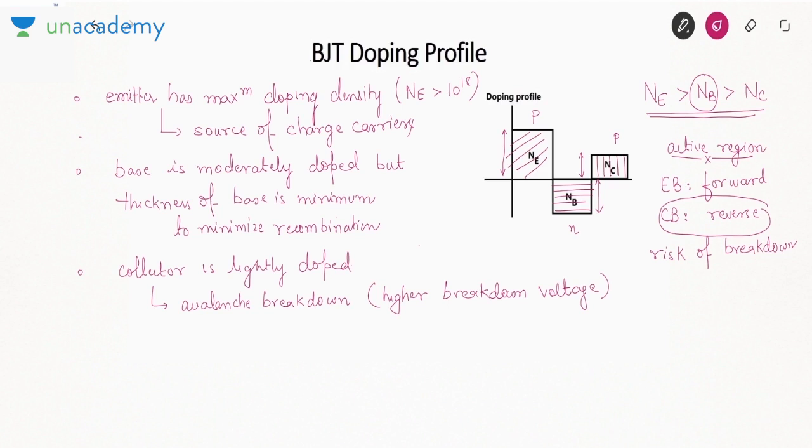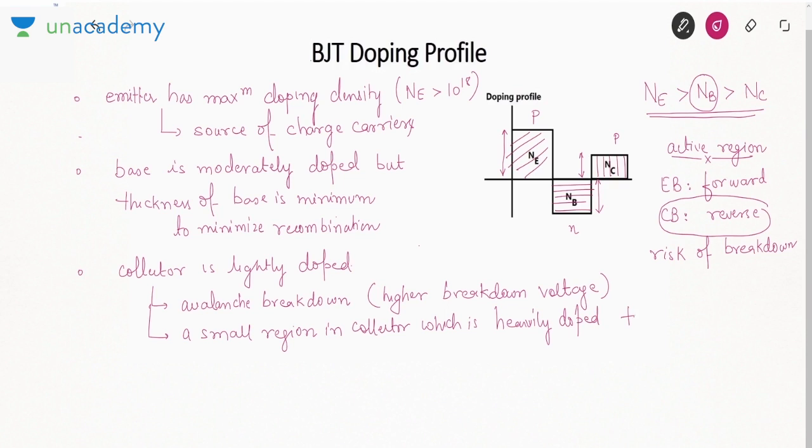Okay. But as I told you, there is a small region in collector which is heavily doped to reduce resistance. Okay. So most of the collector is lightly doped, but in the first slide or the second slide I told you, there is a small region which is highly doped in order to reduce the resistance.